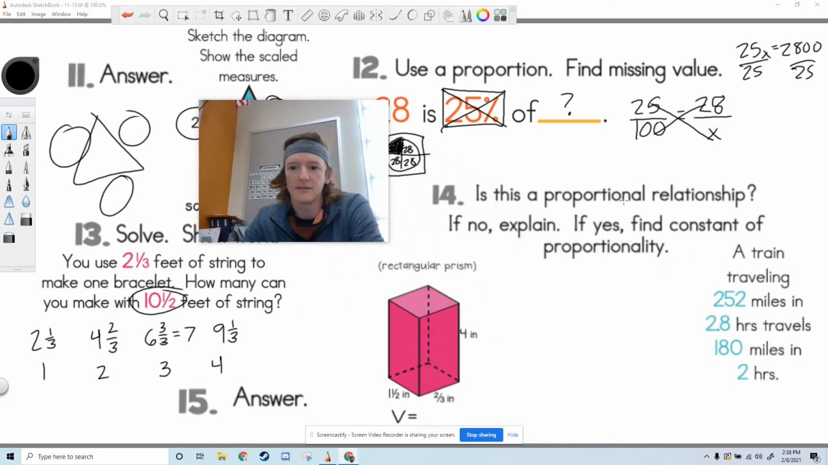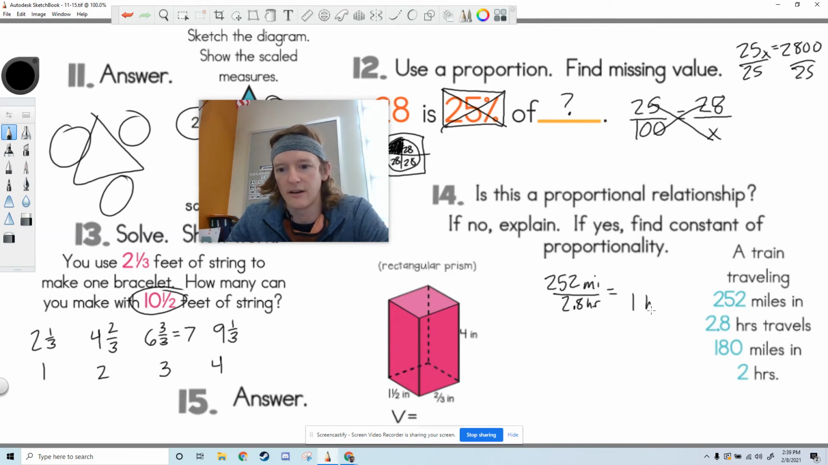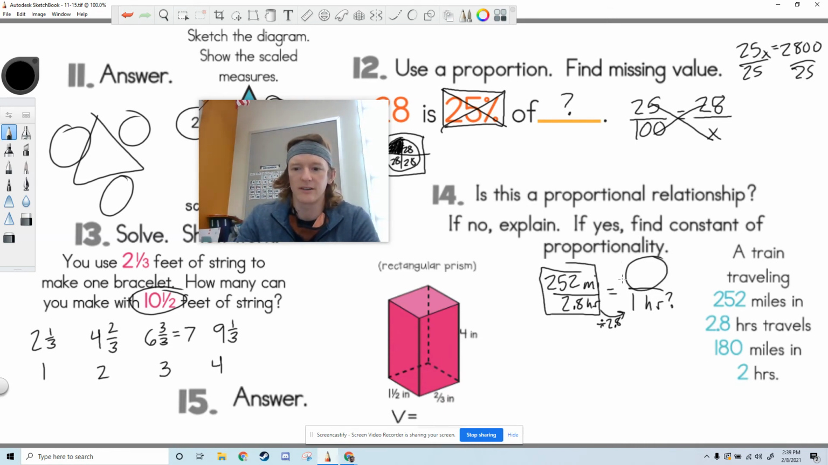Number 14, is this proportional? We have a train that's traveling 252 miles in 2.8 hours, and it also travels 180 miles in 2 hours. Well, let's find its speed. Let's find its unit rate. It's miles per hour. So if it goes 252 miles in 2.8 hours, what does it go in 1 hour? We divide 252 by 2.8. You remember with unit rates, you can divide the top by the bottom. It'll give you the unit rate per hour. We need to do the same thing for this one. Do you get the same miles per hour?